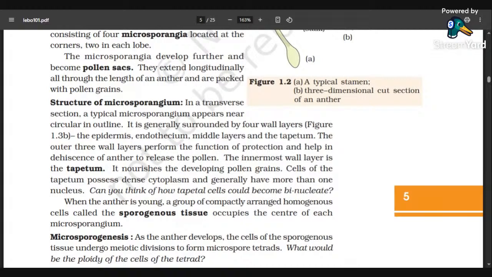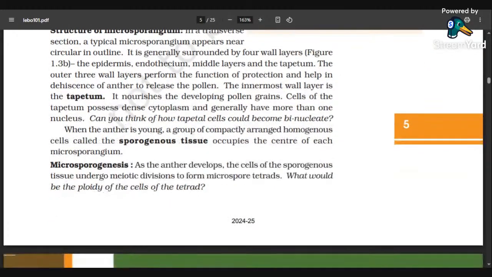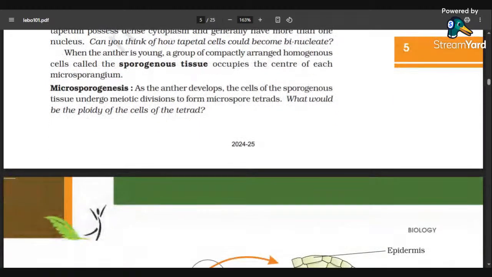Cells of the tapetum possess dense cytoplasm and generally have more than one nucleus. When the anther is young, a group of compactly arranged homogeneous cells called the sporogenous tissue occupies the center of each microsporangium. Microsporogenesis, the process of creating pollen grains. As the anther develops, the cells of the sporogenous tissue undergo meiotic divisions to form microspore tetrads.